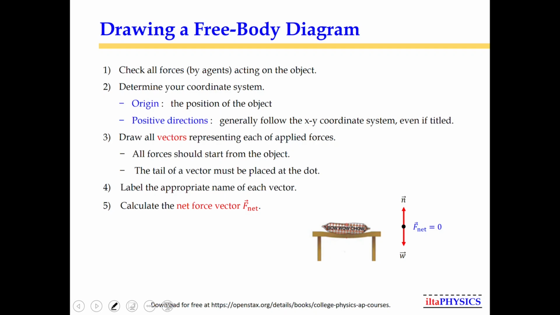Now let's walk through the steps to draw a free body diagram. Look at the bottom right figure. There's a bag sitting on a table. Let's treat the bag as our object and draw all the forces acting on it. Step 1 is to understand the problem and mentally identify all the forces acting on the object.